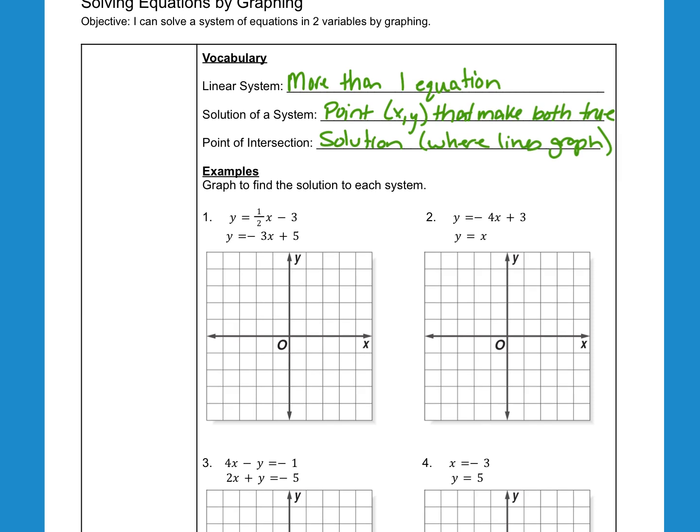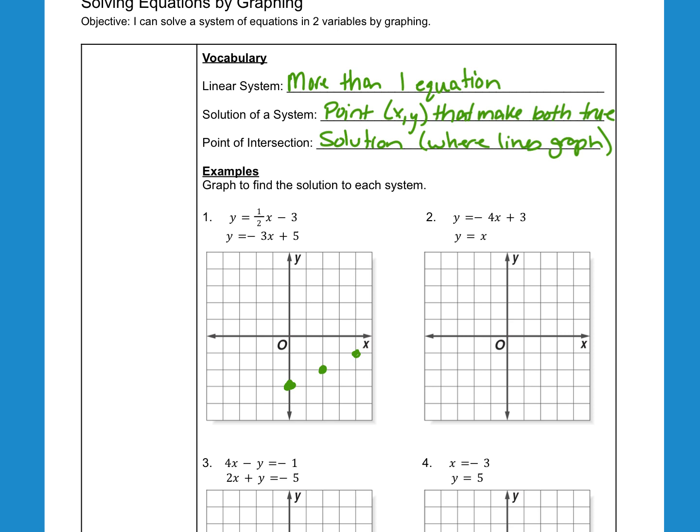For number one, let's graph our first one, y equals 1/2 x minus 3. Our y-intercept is negative 3, so we start at the y-axis, negative 3. The slope is 1/2, so rise 1, run 2, rise 1, run 2. I'm going to keep doing that because when we're solving by graphing, we have to be very precise. So instead of just making two points and drawing my line, I'm going to make some more points.